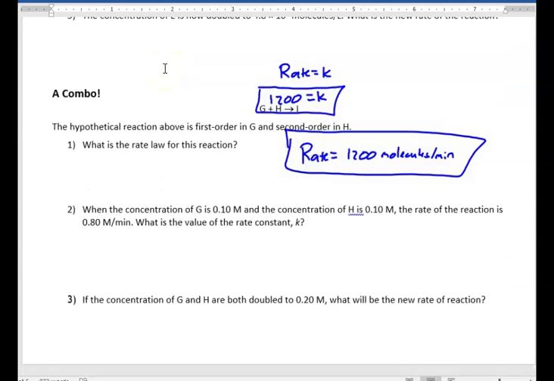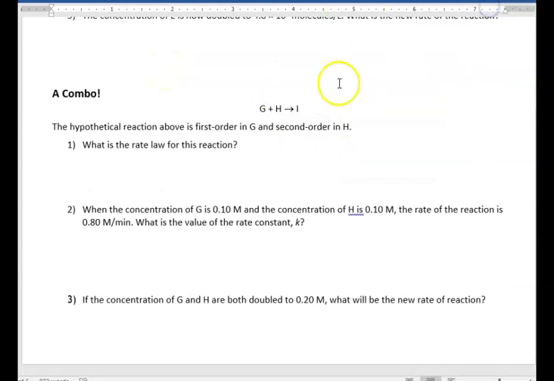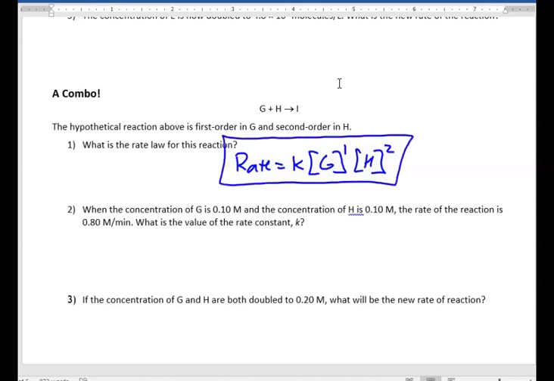Now, what do you do about reactions with multiple reactants? Well, you write a combined rate law. And so let's go and try this out here. The rate law for this reaction will be rate is going to equal the rate constant K times the concentration of each reactant multiplied together raised to some power. And so in this case, we know that G is first order and H is second order. And so our rate law will look like this. And that's all there is to it.